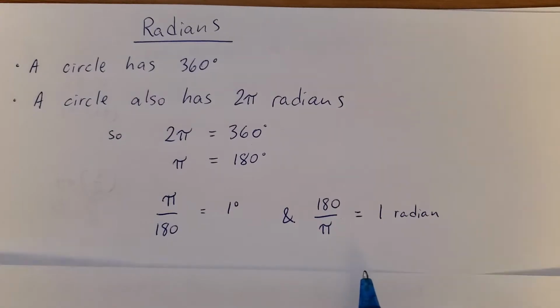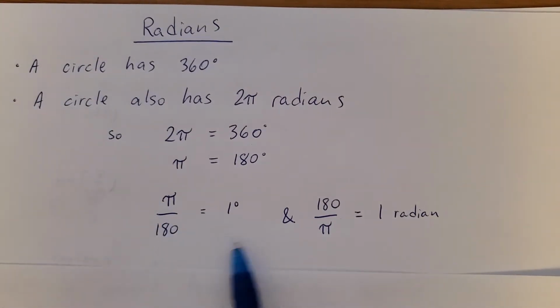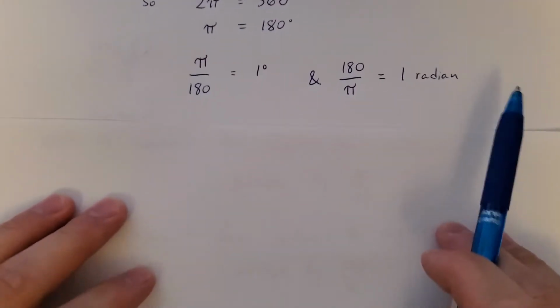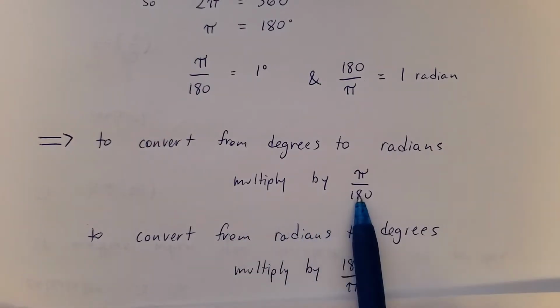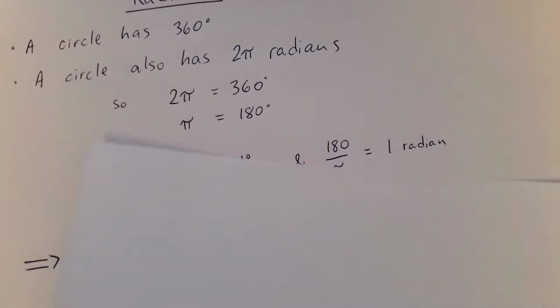So here's how you can convert. Pi divided by 180 equals 1 degree. 180 divided by pi equals 1 radian. Okay, so I'll show you. To convert from degrees to radians, you multiply by pi over 180. To convert from radians to degrees, we multiply by 180 over pi. That's going to be super useful.